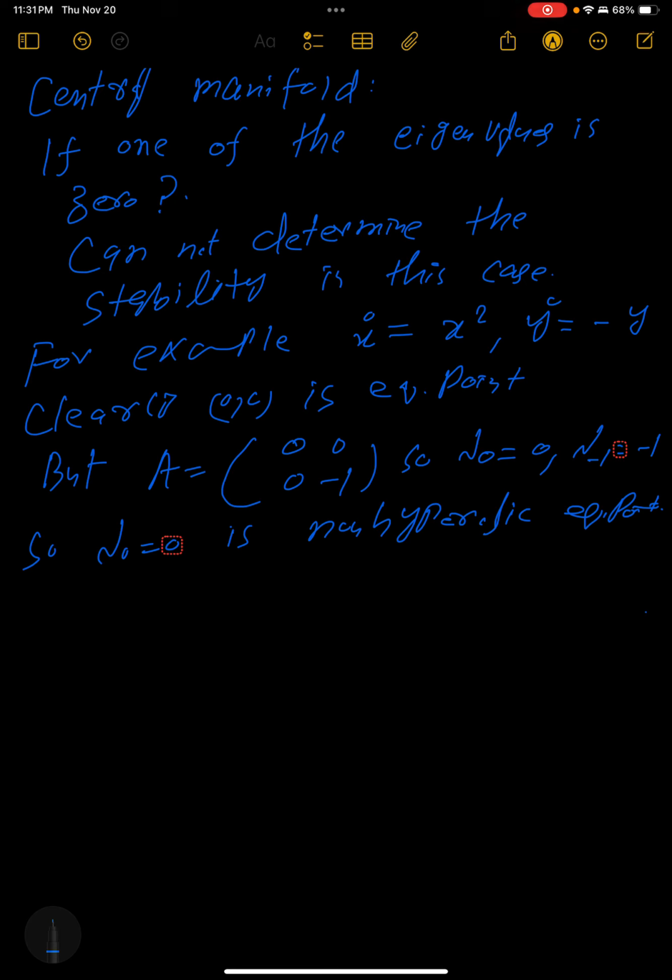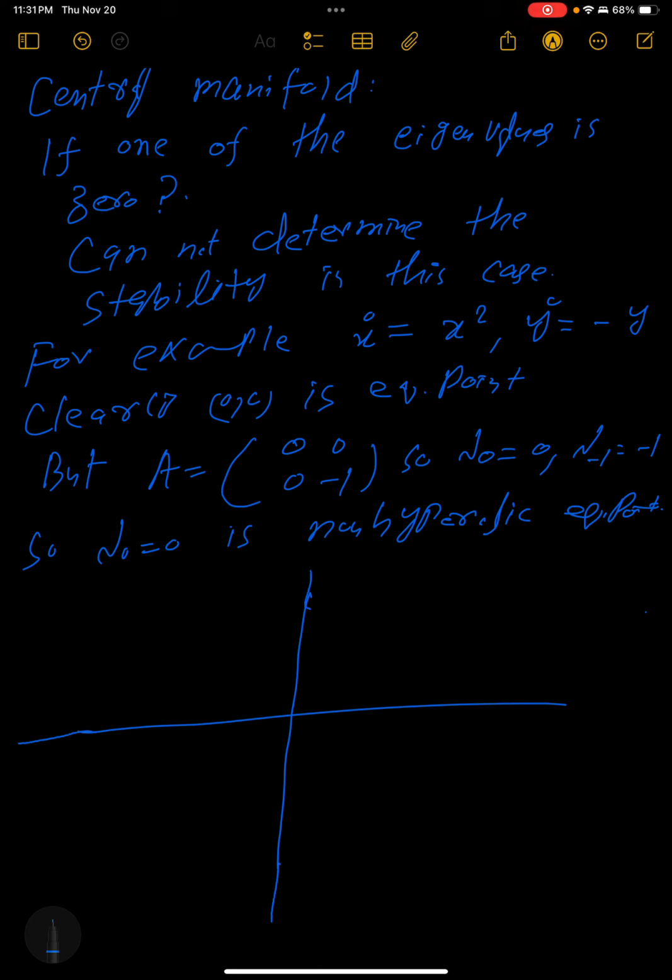Then what if we cannot determine the stability of the system? Then what we are going to do is what we call the central manifold. But before going into that, if we see the phase portrait of the system x dot is equal to x square, y dot is equal to minus y, we can have some idea.